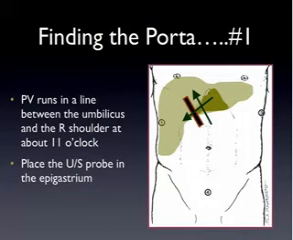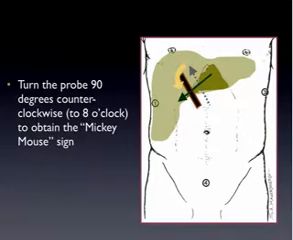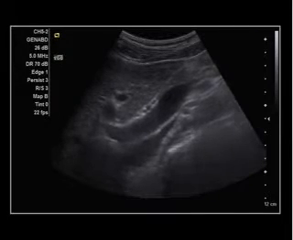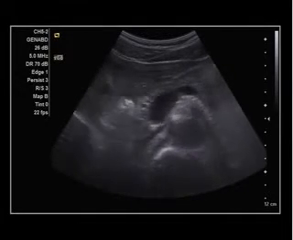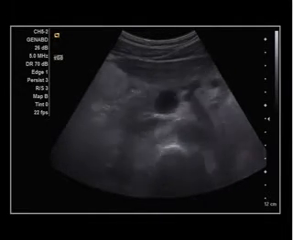The first approach involves placing the probe in an orientation such that it's pointed up towards 11 o'clock or the right shoulder. Again, this is the indicator. This is because the portal vein runs in the same line. If you do that, then you are able to obtain a longitudinal of the portal vein, which if you turn the probe counterclockwise 90 degrees, usually to about 8 o'clock, you obtain the Mickey Mouse sign. And this is what you end up seeing here. We have a longitudinal and we turn it into a transverse.